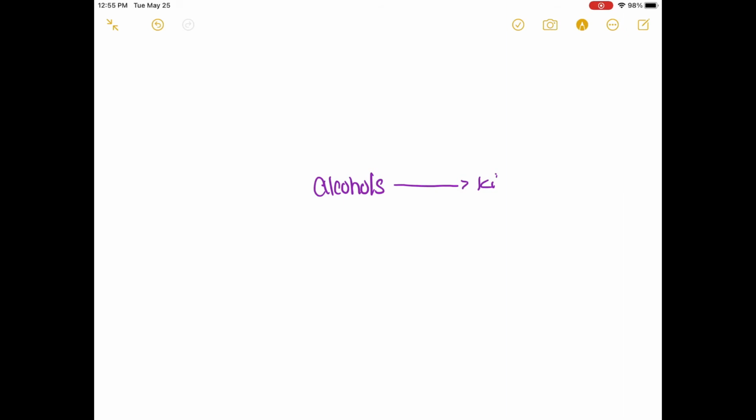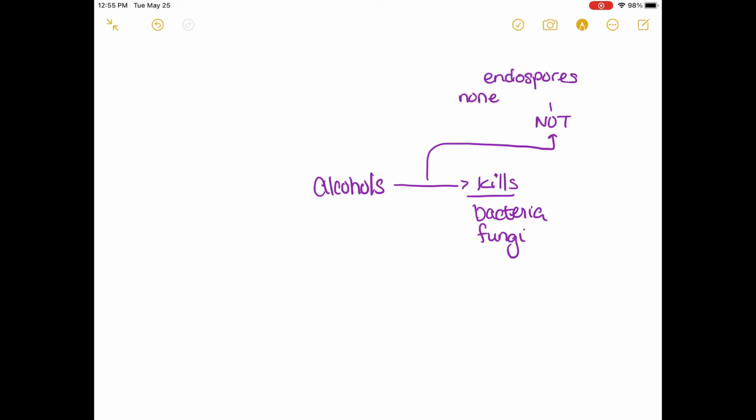Next topic is alcohols. They kill bacteria and fungi, but they do not kill endospores and non-enveloped viruses. What they do is disrupt the membrane and dissolve many lipids, and we see lipids on enveloped viruses. Alcohol can be used to degerm the surface of the skin, but is not good as an antiseptic on wounds.